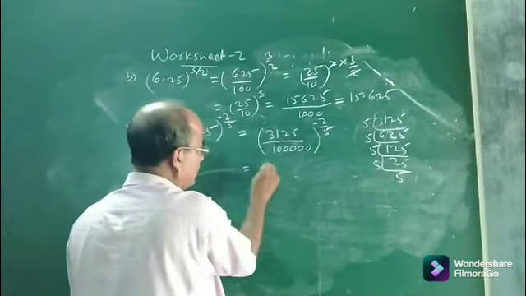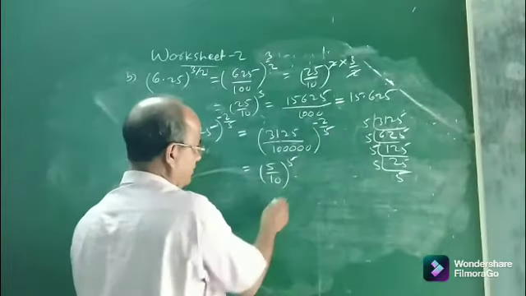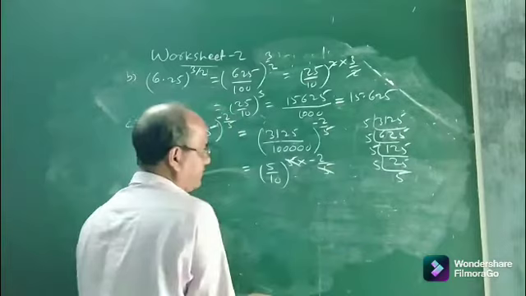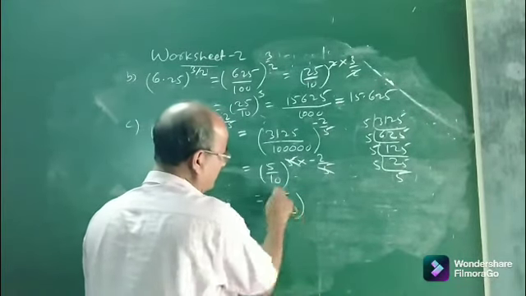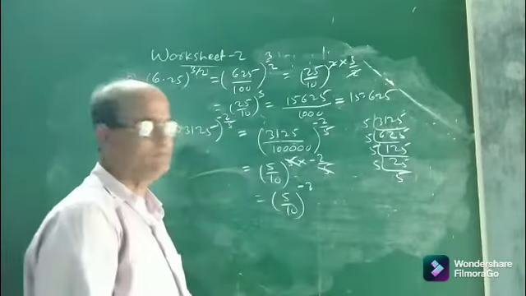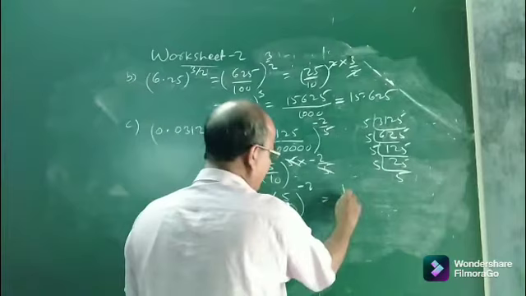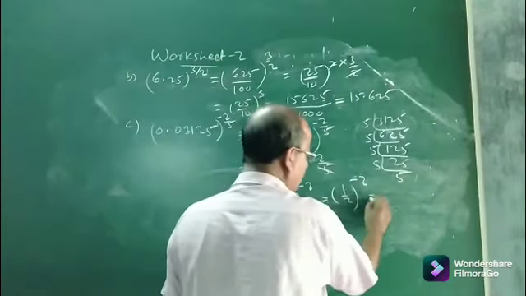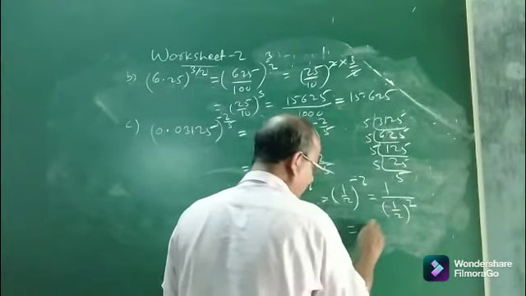That means this will be equal to 5 by 10 whole to the power 5, multiplied by minus 2 by 5. Now you cancel 5 and 5. So what is left? It is 5 by 10 whole to the power minus 2. So 5 by 10 means it is what? 1 by 2. It is 1 by 2 whole to the power minus 2. So 1 by 2 whole to the power minus 2 means it is 1 by 2 to the power 2. So this will be 4.